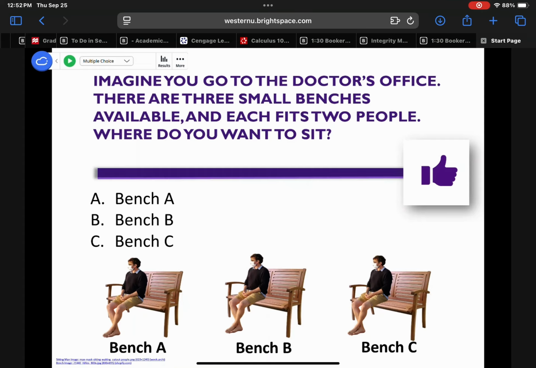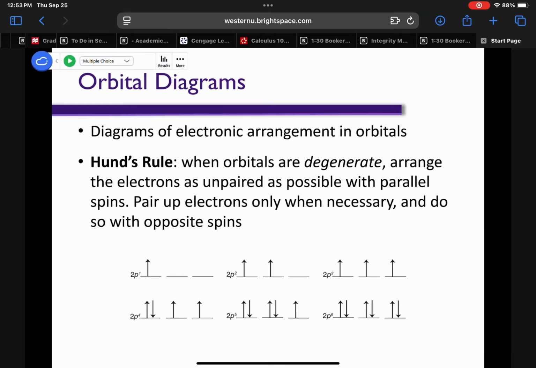So for example, if you were walking into an office here and you have to sit somewhere, but you could walk 2 buildings over to find another spot at a different library, that's a lot more energy, a lot more inconvenient to go to another building. You'd probably just pair up. So we still fill up these orbitals that are degenerate at the same energy level. We pair them up before we go to the next energy level.